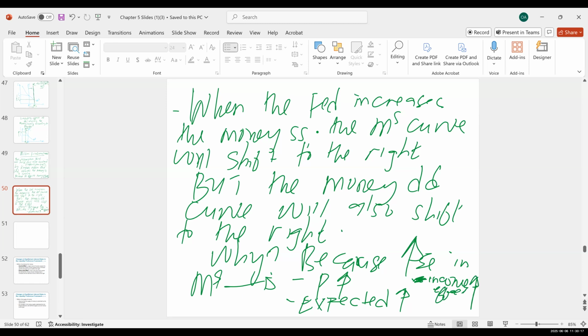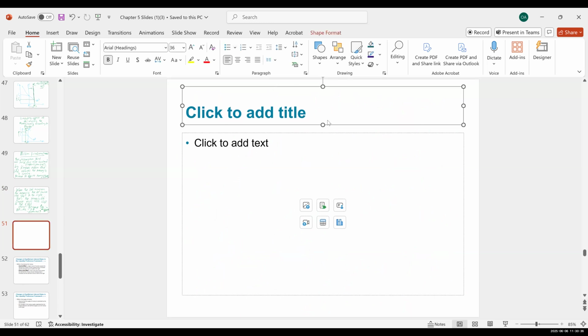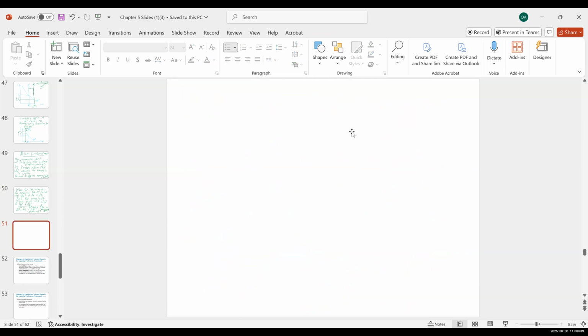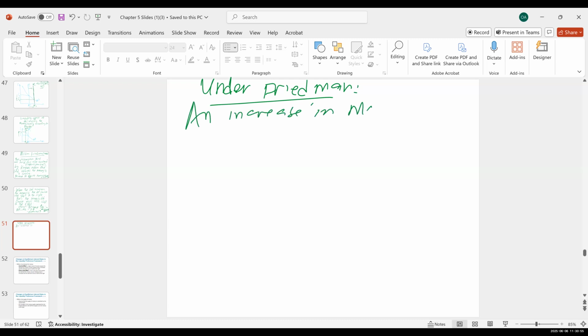So Keynes argued that all these three factors should be held constant. Friedman is saying that's the reason why the Keynesian model does not predict the way we're seeing it, because it's holding all these factors constant. We should never hold these factors constant. Okay, so this is what Friedman is going to say. There are three cases though, under Friedman. So under Friedman, an increase in money supply.